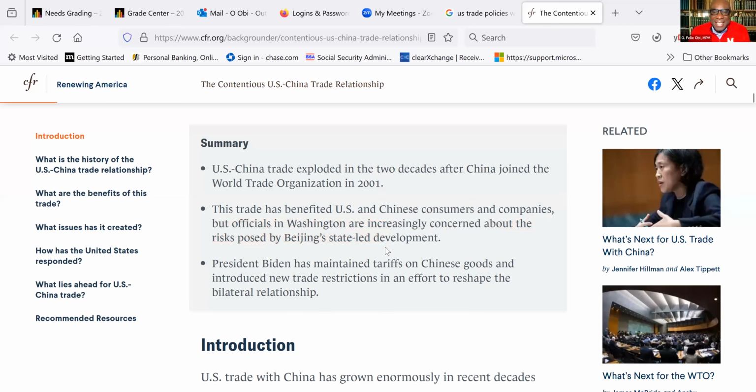So you can see how the second side of that argument goes. When you don't follow the rules, it can create avoidable tension. And here is how that avoidable tension will be manifest. I bet you my last penny that through the rest of the article is President Biden maintaining tariffs on Chinese goods and introducing new trade restrictions in an effort to reshape the bilateral relations.